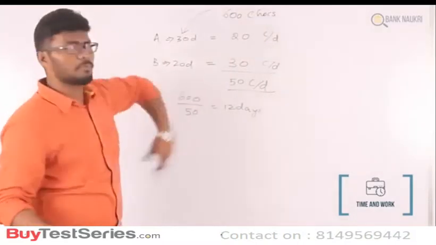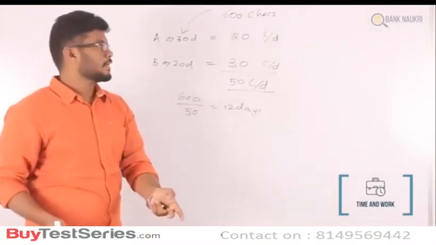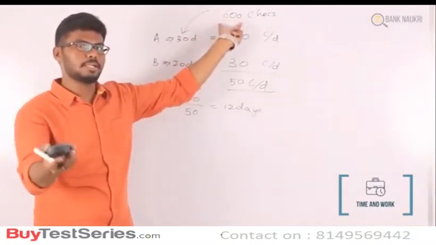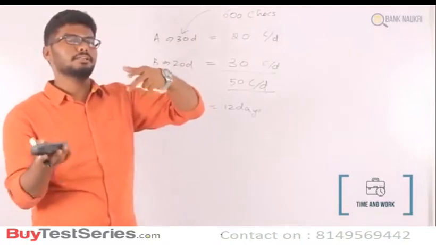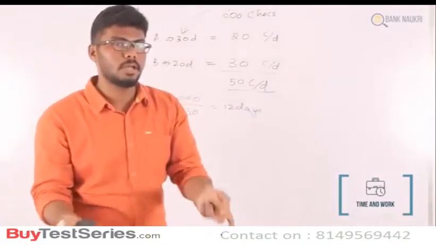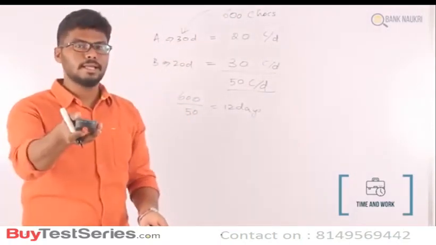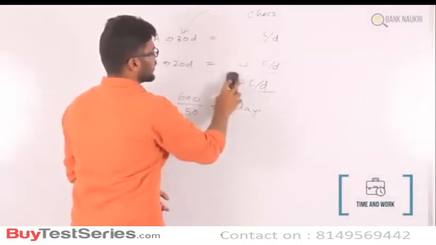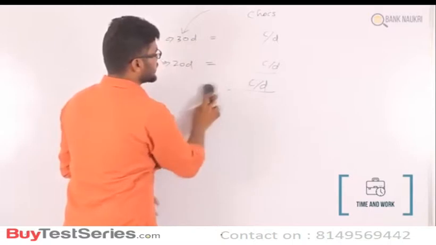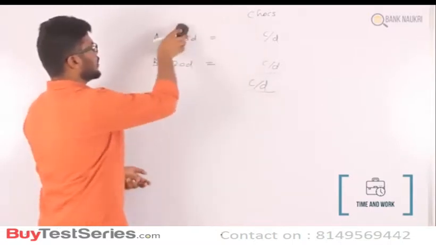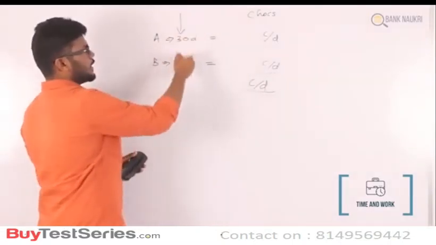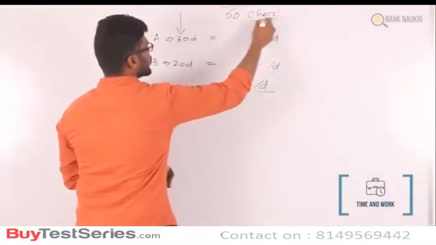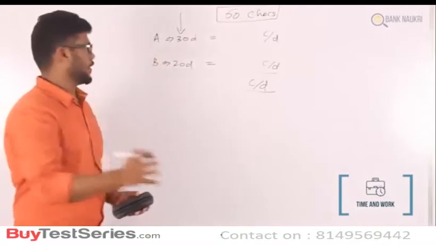Now, how to make this problem even simpler is that I should assume some small number, right? A smaller multiple. So, in jargon, if I want to say a smaller multiple, how can I say? I can call it the least common multiple, which is nothing but the LCM. So, let me take the LCM and try solving this problem. The LCM of 30 and 20 is nothing but 60. So, I'll assume the total work to be 60 chocolates, right?